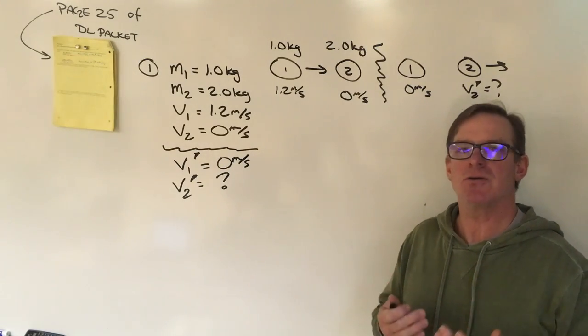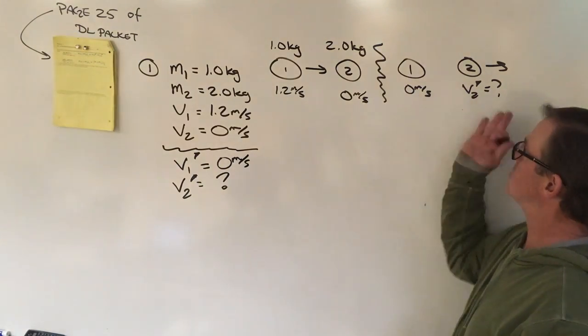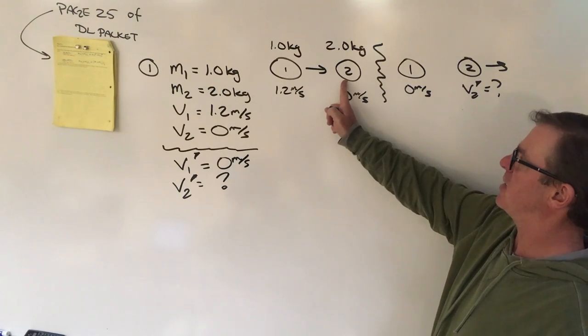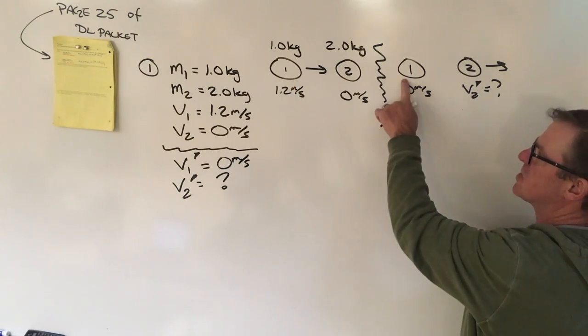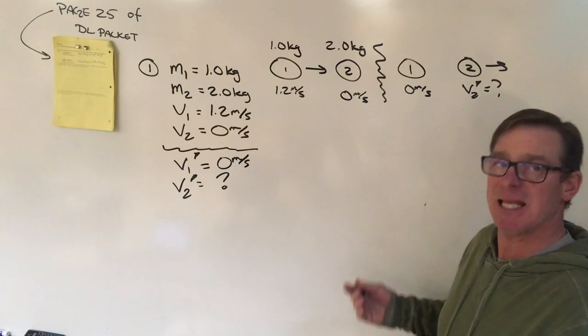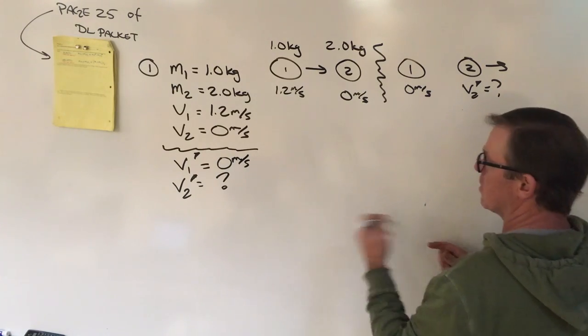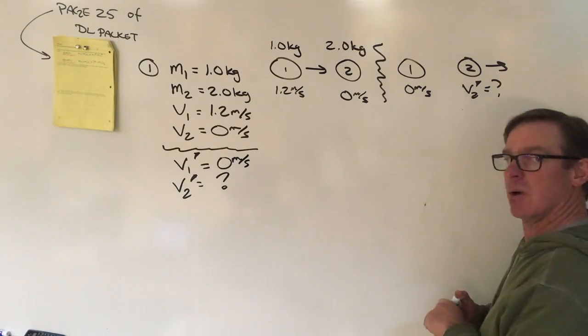So the two balls do not stick together. They bounce off each other. This one is at rest to begin with, and this one moving. This one stops, and this one's moving. So it's an elastic collision, and I'm going to write down the elastic equation.